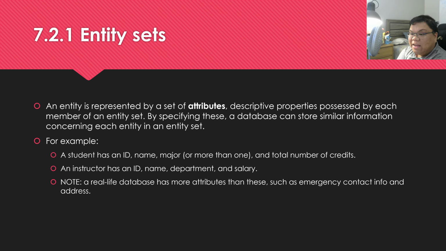So a student has an ID, a major, a name. A student may also have more than one major, and a student also has a total number of credits. An instructor has an ID, a name, a department, or more than one department, and a salary. These aren't the only attributes we might find in a university enterprise, but this is just enough for us to get started.